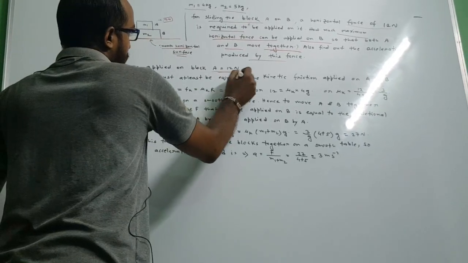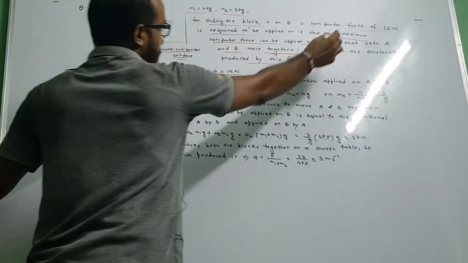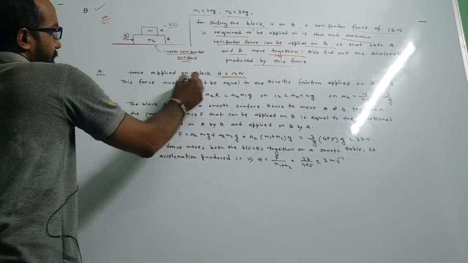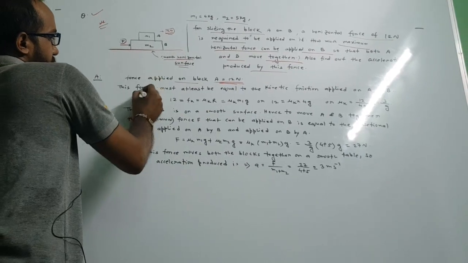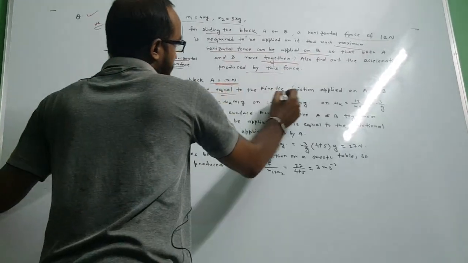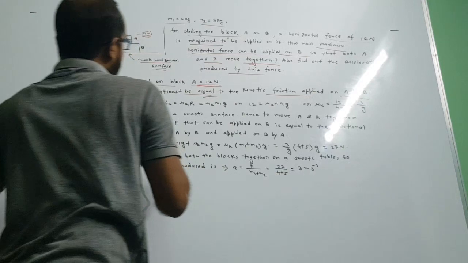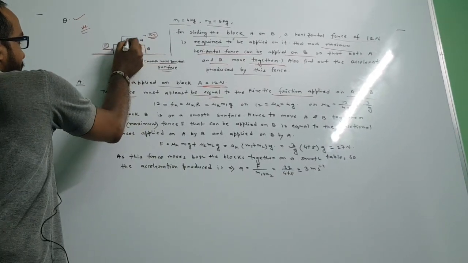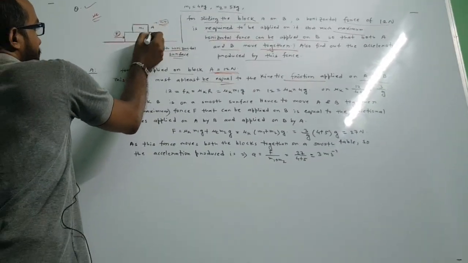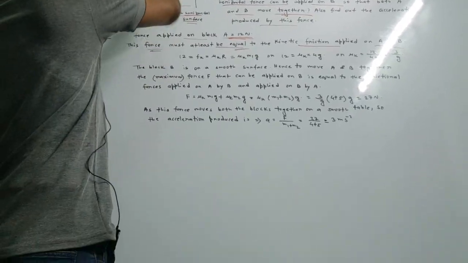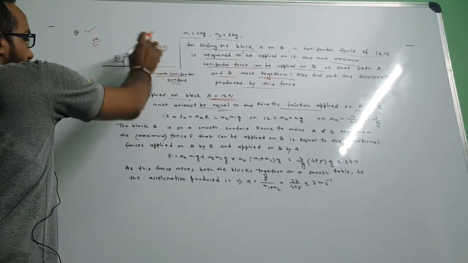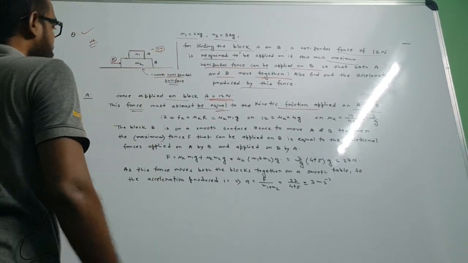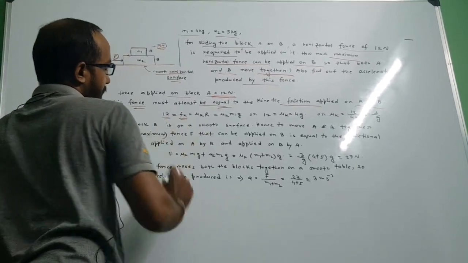See here, the force applied on block A is 12 Newton. Now this force must at least be equal to the kinetic friction on A by B. The block is moving to the right-hand side, so the kinetic friction would be on the opposite side. So this kinetic friction should be equal to this 12 Newton. Now 12 equals that kinetic friction Fk.